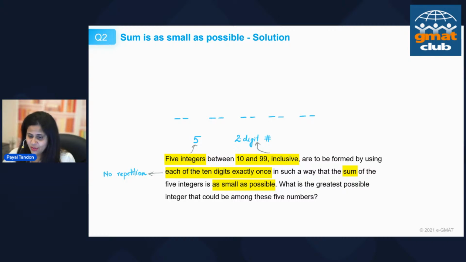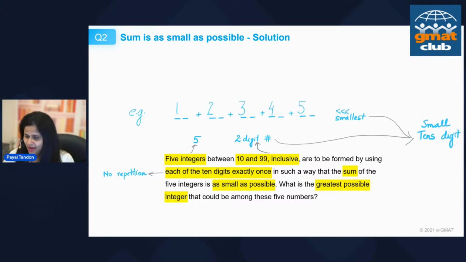If the sum has to be as small as possible, then we need to make sure that the tens digit of each one of these numbers is as small as possible. Now, can you put 0 in the tens place? No, you cannot. But what you can do is put 1, 2, 3, 4, and 5 in the tens places, right?